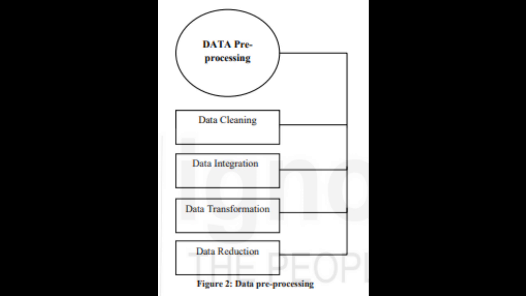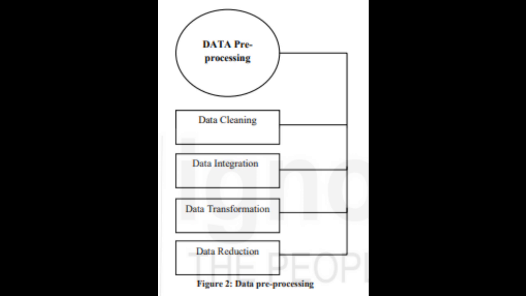I. Ignore the tuple. Typically, this is carried out in the absence of a class label, assuming the task involves classification. This method is particularly detrimental when each attribute has a significantly different percentage of missing values. By disregarding the remaining characteristics in the tuple, we avoid using their values. II. Manually enter the omitted value. In general, this strategy is time-consuming and might not be practical for huge data sets with a substantial number of missing values.